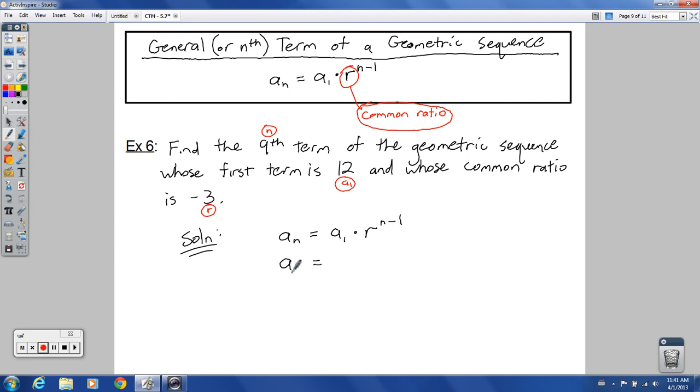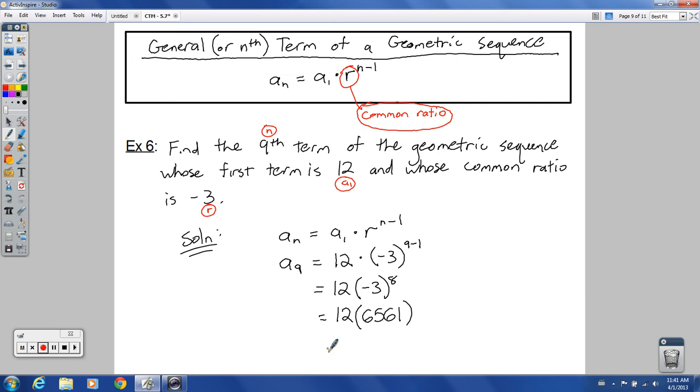So a sub 9, the ninth term, is going to equal the first term, 12, times the ratio, -3, to the n minus 1 power. n is 9, so I'm going to plug in 9 minus 1 right there. Now this would equal 12 times -3 to the 8th power. If you plug in anything to an even power, even if it's negative, it'll change to a positive because you'd have an even number of negatives, which would cancel each other out.